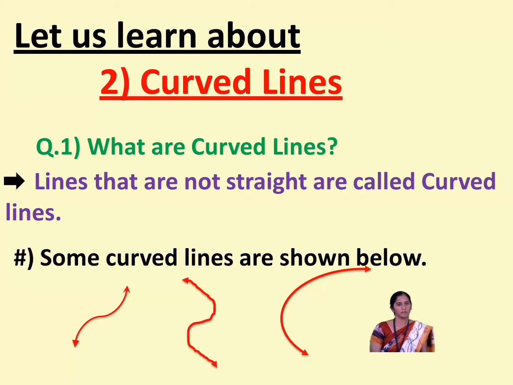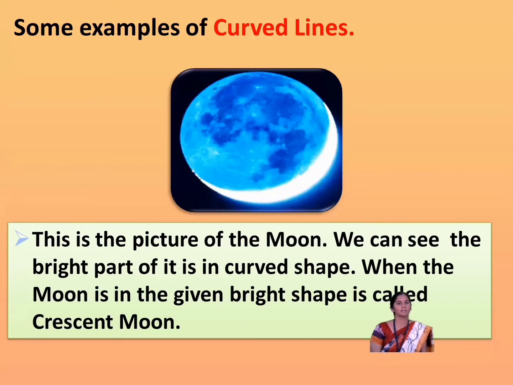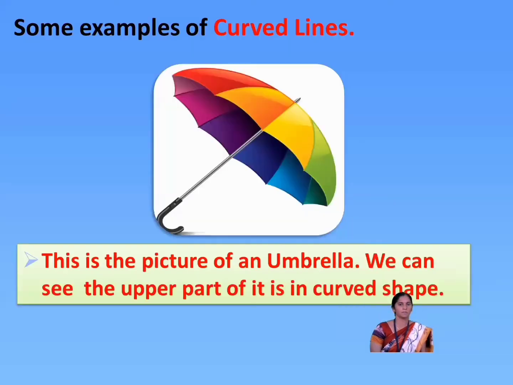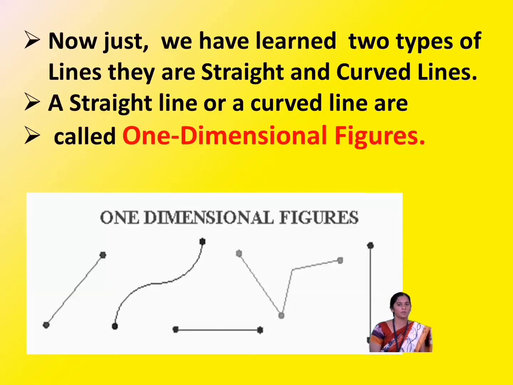What are curved lines? Here, the answer is lines that are not straight are called curved lines. Some curved lines are shown below here. These are the examples of curved lines. In the picture of the moon, we can see the bright part of it is in curved shape. When the moon is in the given bright shape, it is called the crescent moon. Some examples of curved line again here. This is the picture of an umbrella. We can see the upper part of it is in curved shape. So these are the examples of curved line.